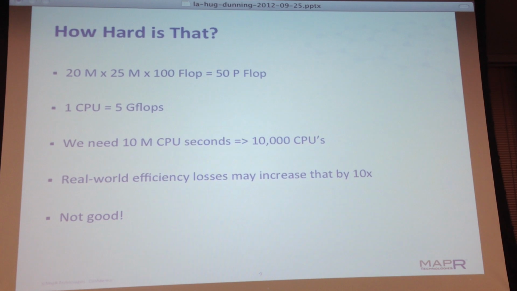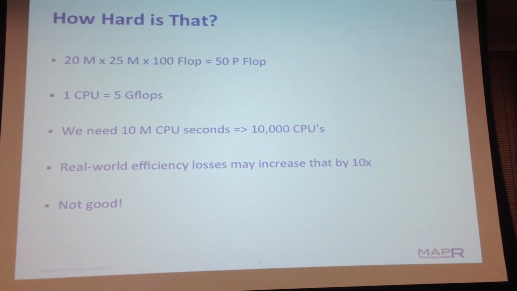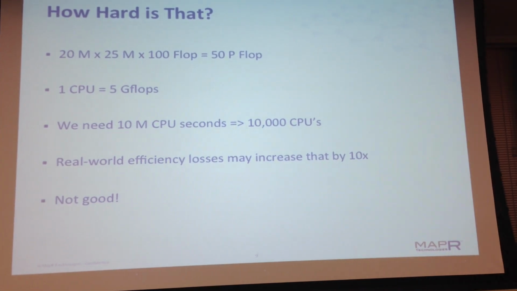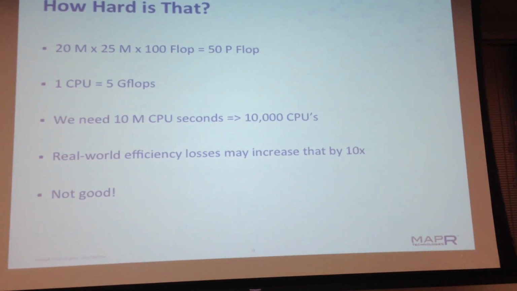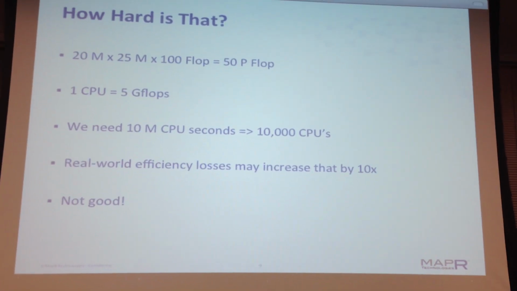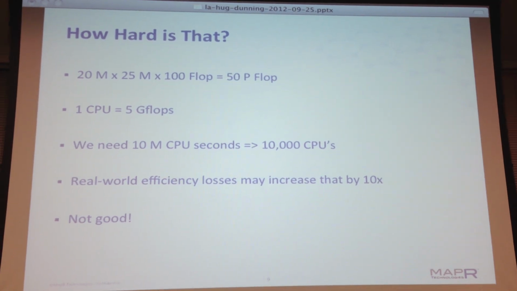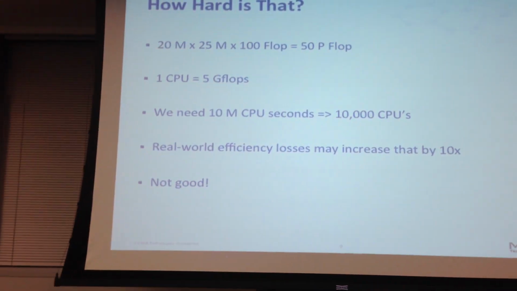So how hard is it? This is going to be about 50 petaflops. One CPU gets about 5 gigaflops. In Java, maybe 2. That's my laptop speed. That's not a real one. So we need about 10 million CPU seconds, or about 10,000 CPUs to do this. That's more than I want to buy, more than the customer wanted to buy. And real-world efficiency might make that 100,000 CPUs. So this is not good, as they say.